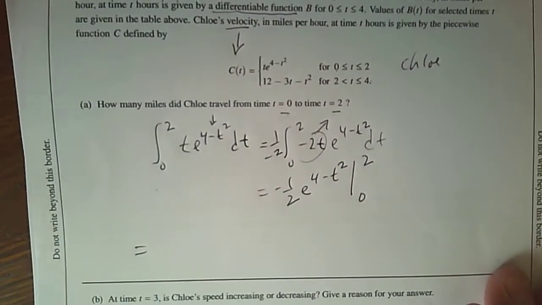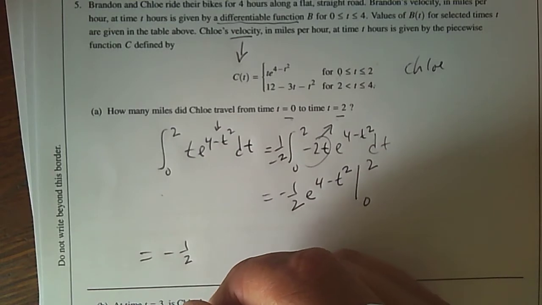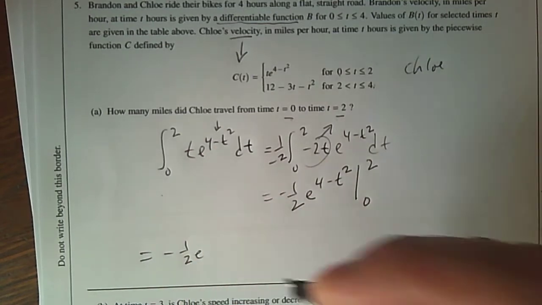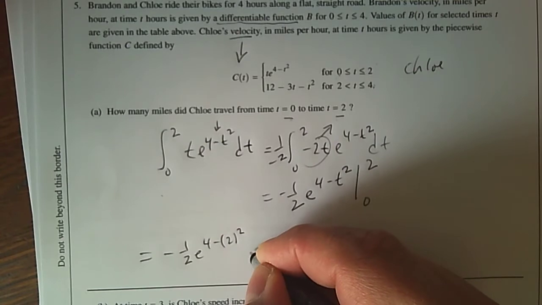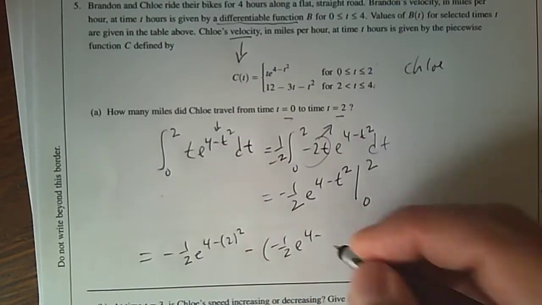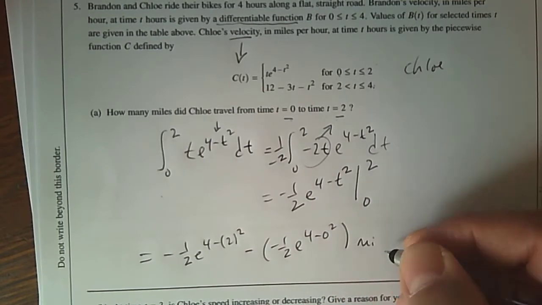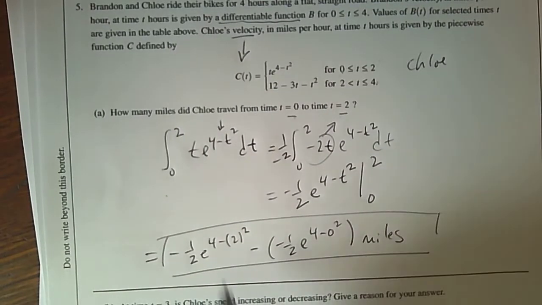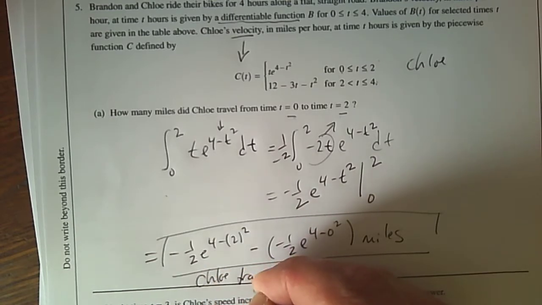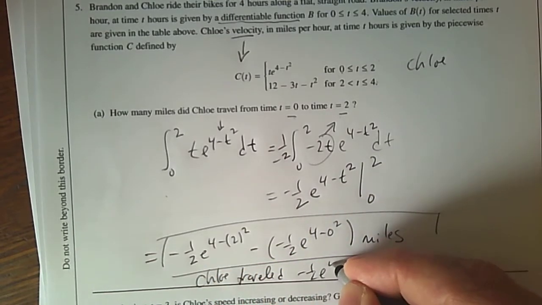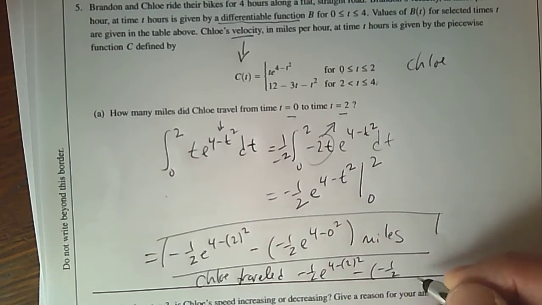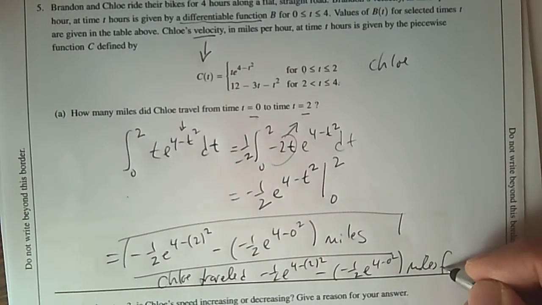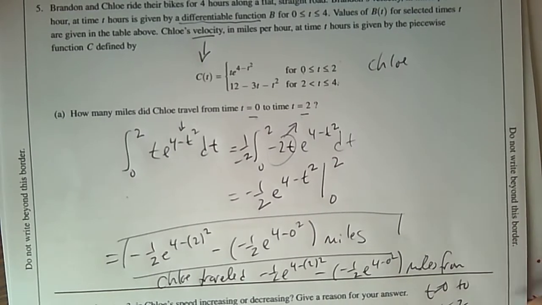First I substitute in 2. So I get negative 1/2 e to the 4 minus 2 squared, minus negative 1/2 e to the 4 minus 0 squared. You don't have to do anything else. Just make sure that's in units, and the units here is miles. So how many miles did Chloe travel? Chloe traveled that many miles from when t equals 0 to t equals 2 hours.